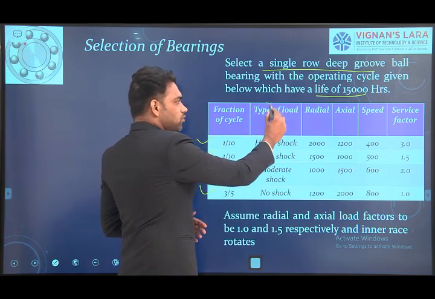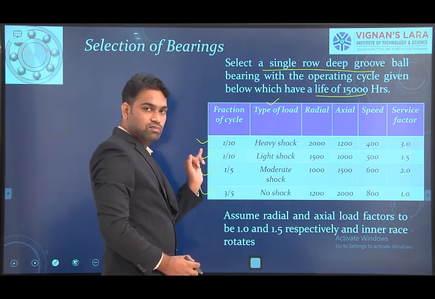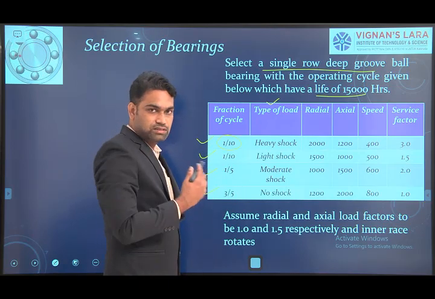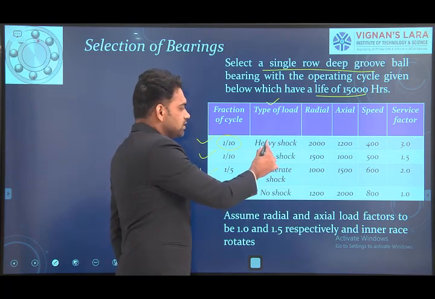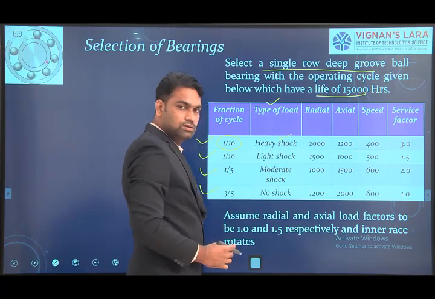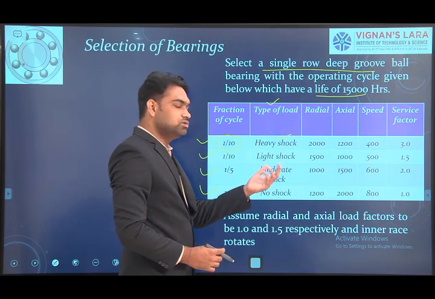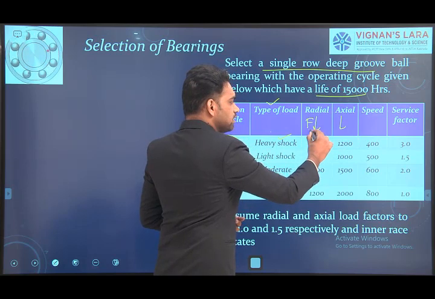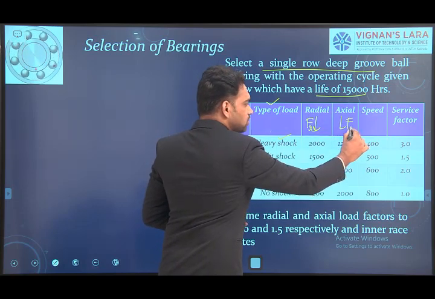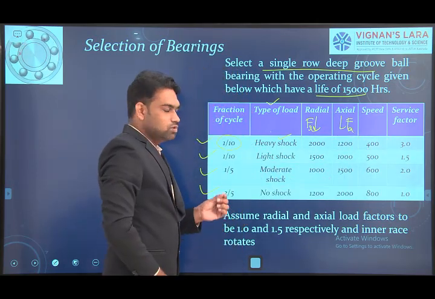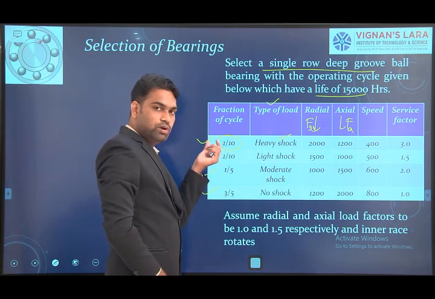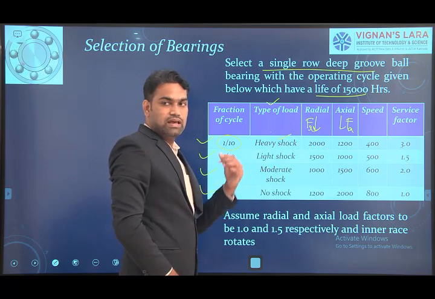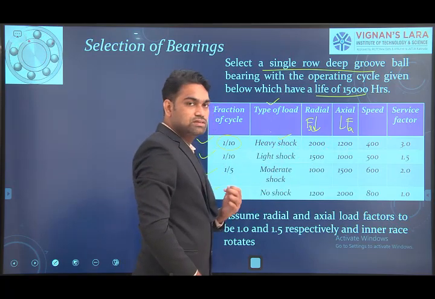The type of load is mentioned with the fraction of cycle. So for the 1/10th of the total complete work cycle, it is subjected to heavy shock, that is a type of load, and the magnitudes of the loads are specified, that is a radial load and the axial load. So here the radial load is specified by FR and the axial load by FA. This is the first component of our complete work cycle, so we can represent these 2000 newtons as FR1 and these 1200 newtons as FA1.